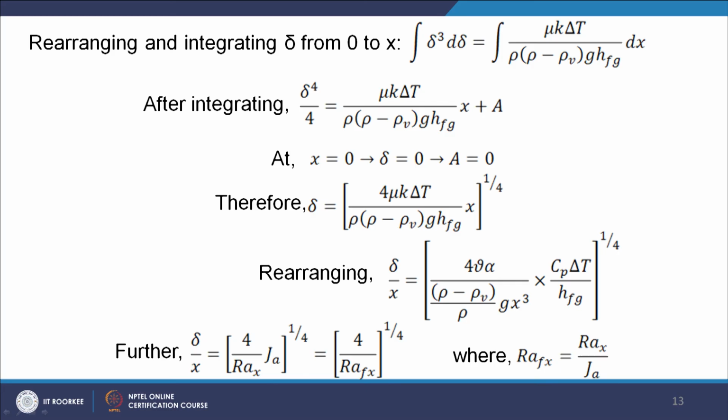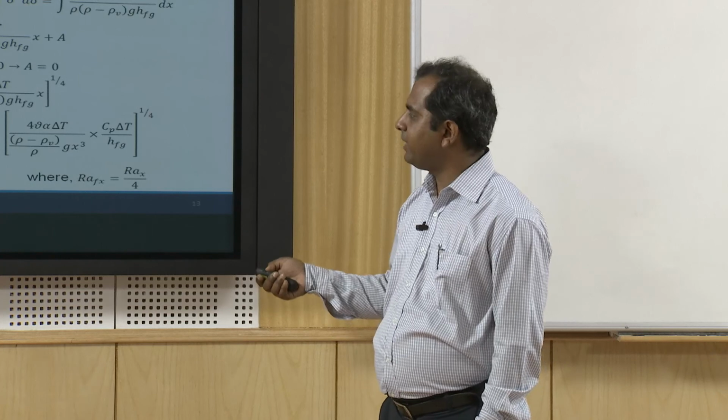Okay. So, finally, the delta turns out to be 4 mu k delta T by rho into (rho minus rho_v) g h_fg into x, to the power 1 by 4. Okay. So, if you rearrange this term a little bit, then you will be finding out this will be coming out as a ratio between two non-dimensional numbers. One is called Jacob number, another one is called Rayleigh number, and we define the film Rayleigh number as Rayleigh number by Jacob number. Then we can get this delta by x will be coming out to be 4 by film Rayleigh number to the power 1 by 4. So, this is a very important relationship. If I can find out the film Rayleigh number, then easily the delta by x can be obtained.